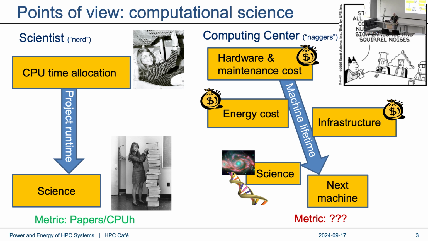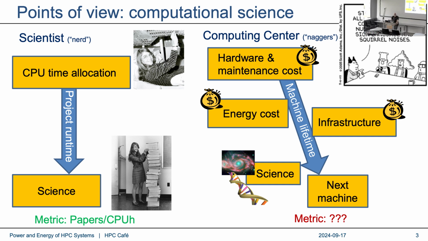But the question is, what is our metric for success in this whole game? As a scientist, you want to do science. You want to publish your science. Okay? So number of papers per CPU hour would be a fitting metric. I want to be blunt. But as a computing center, the metric is not quite clear. Especially if the cost for infrastructure and especially energy sort of outweighs the cost for the pure hardware. And we'll see about that in a minute.